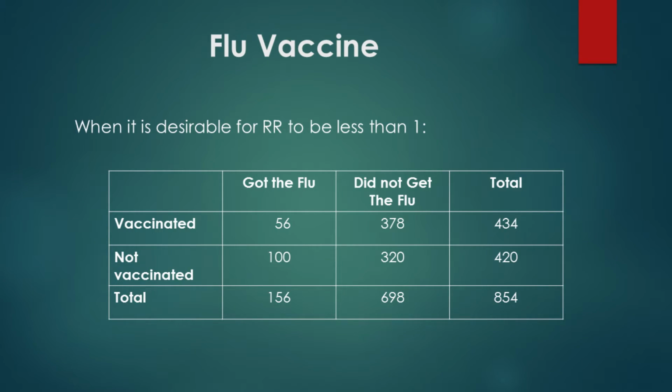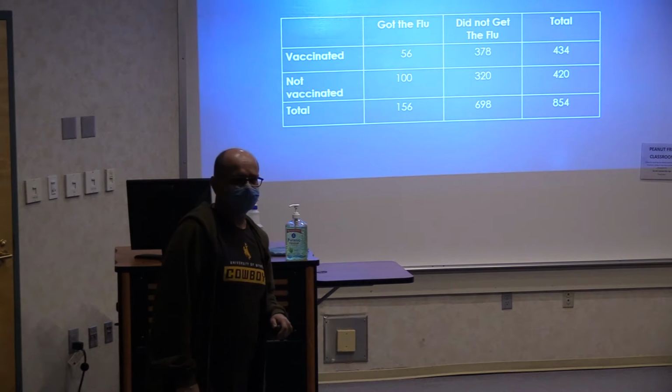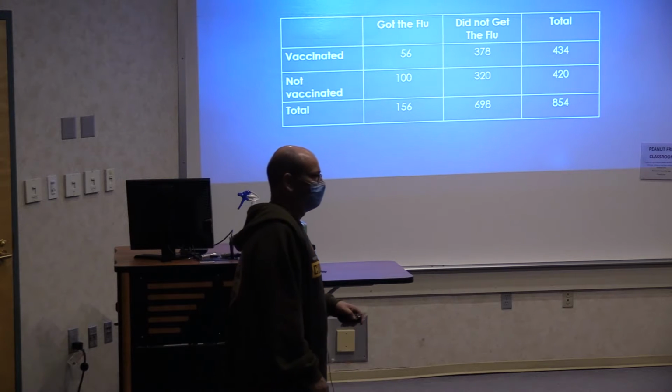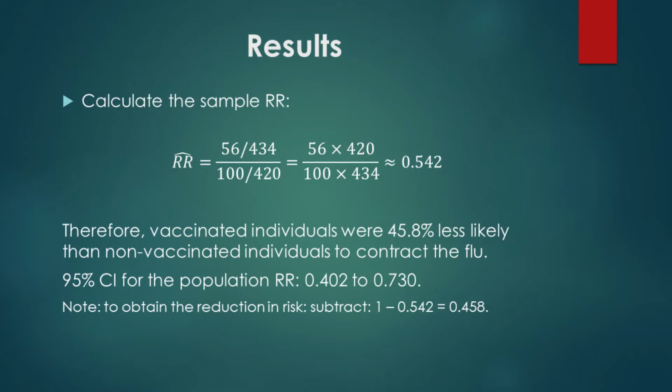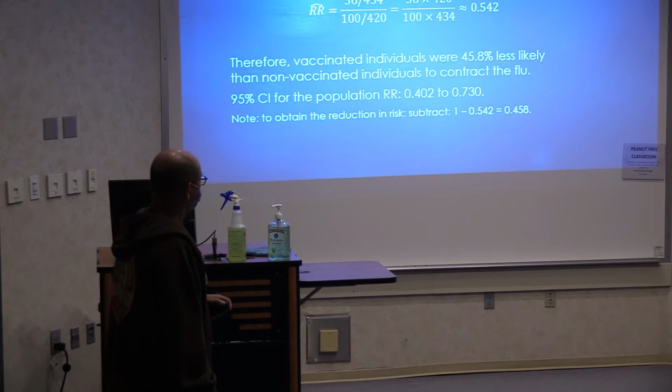Okay, flu vaccine. This is an example where you would want your risk ratio to be less than 1. We have people who got the flu and people who did not get the flu, people who were vaccinated and people who were not vaccinated. I want to see how effective my flu vaccine really is. Risk ratio, it'll be 56 out of 434 divided by 100 out of 420. I need 2 probabilities. So that's what I got: 0.542.